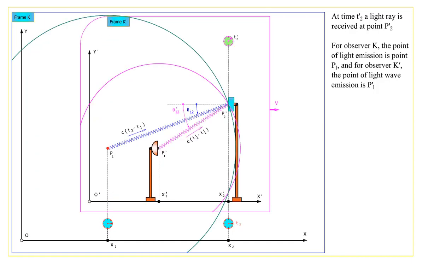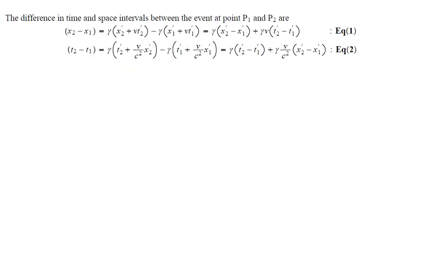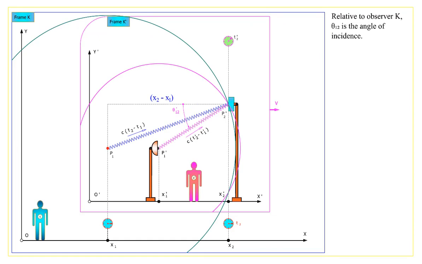For observer K, the point of light emission is point P1, and for observer K', the point of light wave emission is P'1. Applying spacetime transformation at point P2. The difference in time and space intervals between the event at point P1 and P2 are the following. Relative to observer K, θ12 is the angle of incidence. Relative to observer K', θ12' is the angle of incidence.